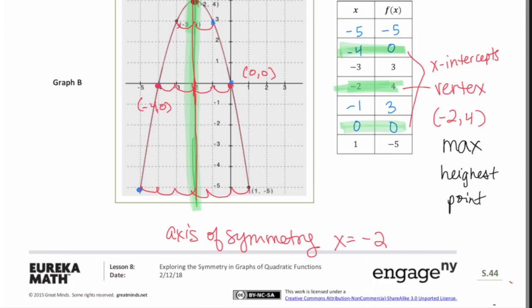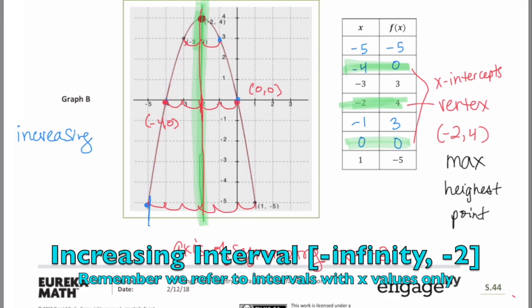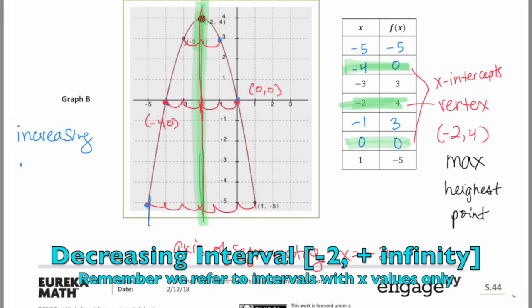All right, so let's look at our intervals. In here, if I'm reading the graph from left to right, I'm going to have an increasing interval first. And I'm going to presumably say that this starts anywhere from negative infinity, x is negative infinity, all the way up to my vertex. And my vertex is at x equals negative 2. So my increasing interval here is negative infinity to negative 2. Now once you get to negative 2, then it starts going down. So that would be a decreasing interval. Your decreasing interval, negative 2, all the way to a positive infinity.